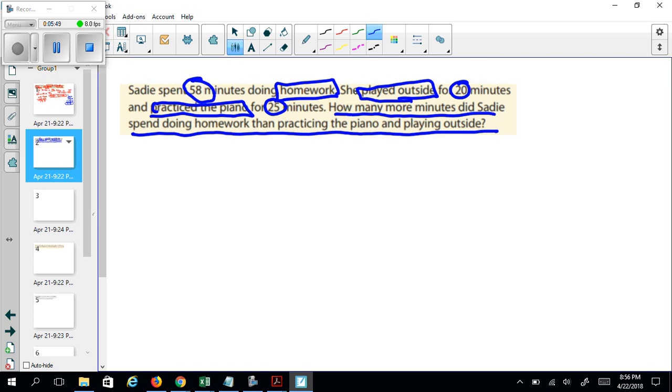Now, I have a couple keywords here. I have how many more, which is a very important keyword that can get us tripped up sometimes. And then I have homework. And then I have practicing the piano and playing outside. The and is extremely important. Sorry about the lines. It's kind of iffy. The and is extremely important. Okay? So it's asking how many more minutes did she spend doing homework? So she spent 58 minutes doing homework.